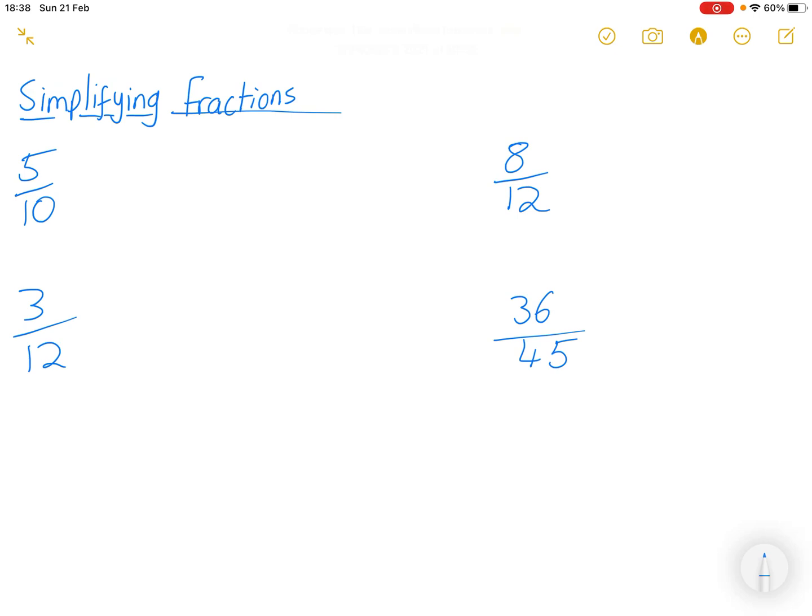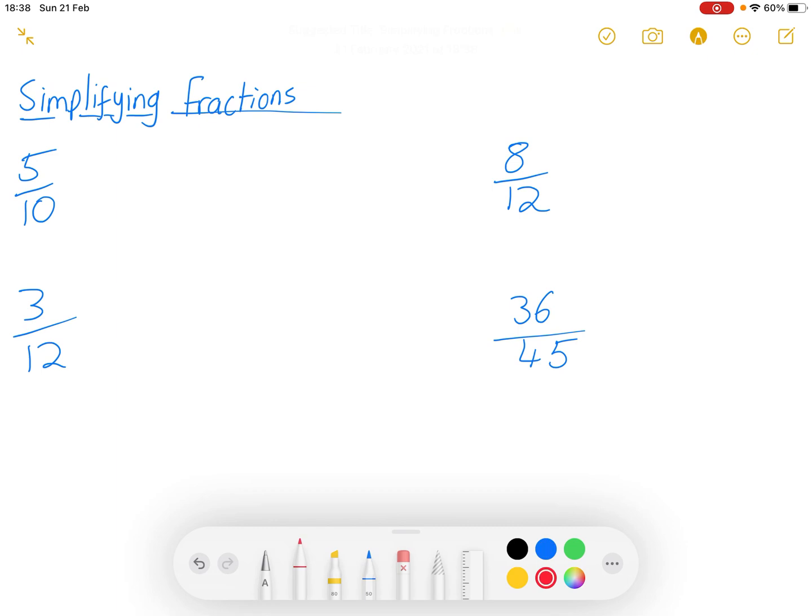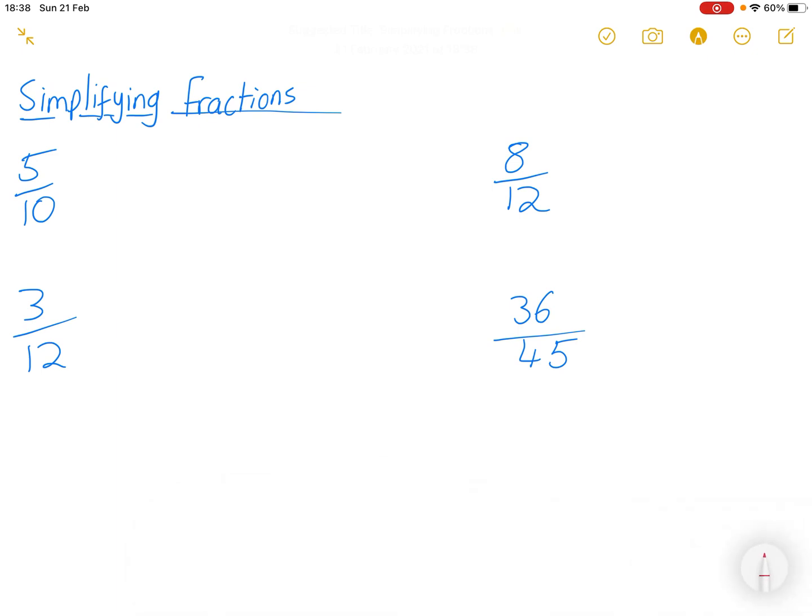So if I first of all look at 5 over 10, they are both in the 5 times table. So what I can do to simplify is divide the top by 5 and the bottom by 5, which will give me 1 over 2. And then 1 and 2 can't be simplified any further, so the answer to that one is 1 over 2, or a half.